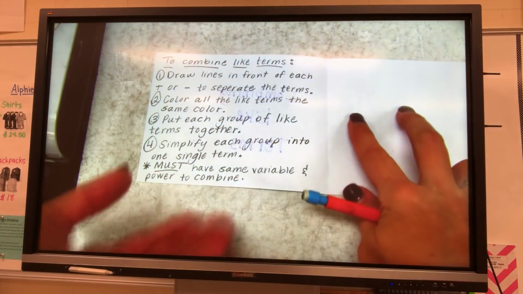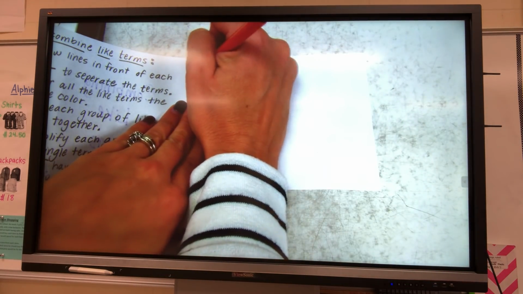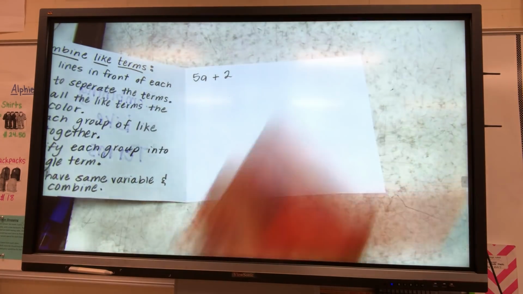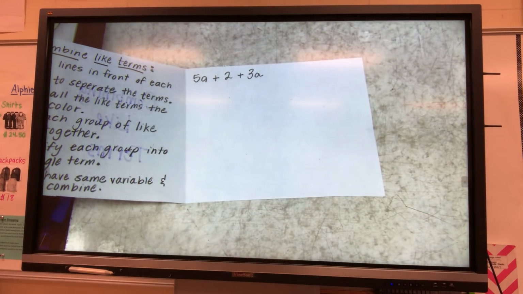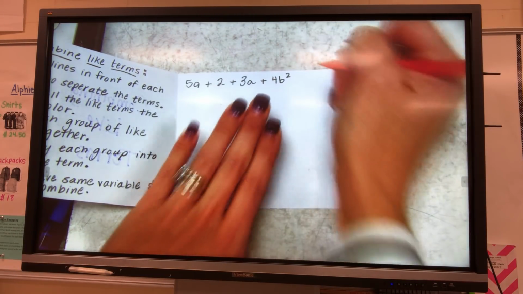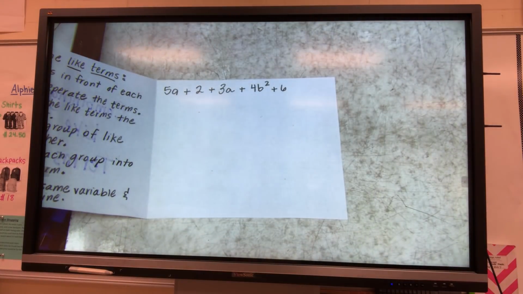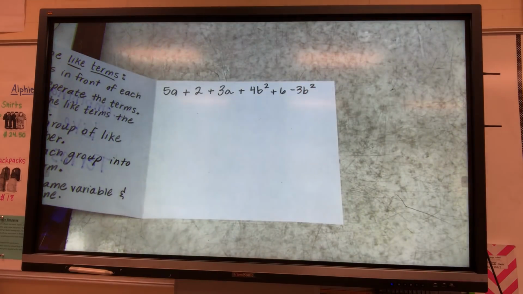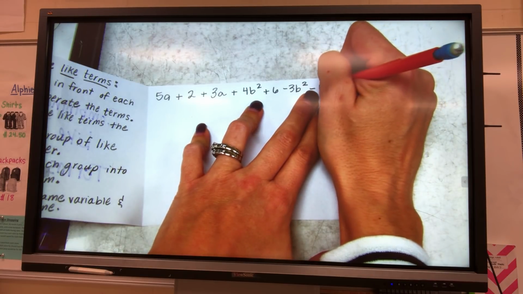So let's write an example over here at the top. 5a plus 2 plus 3a plus 4b squared plus 6 minus 3b squared minus 5.